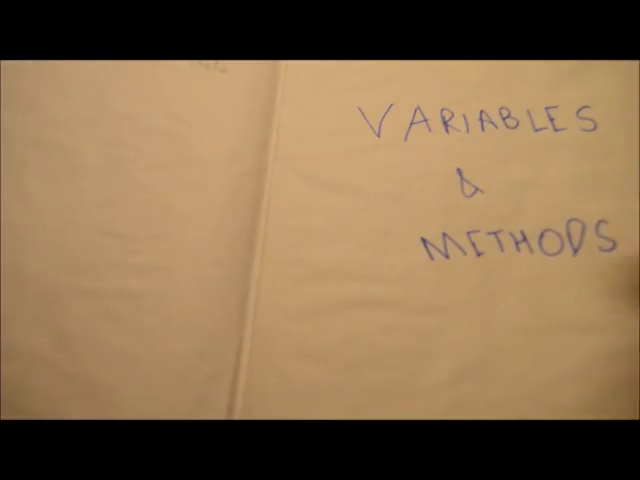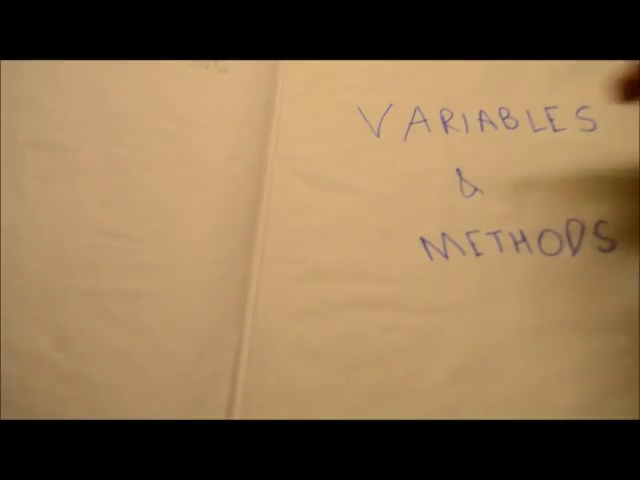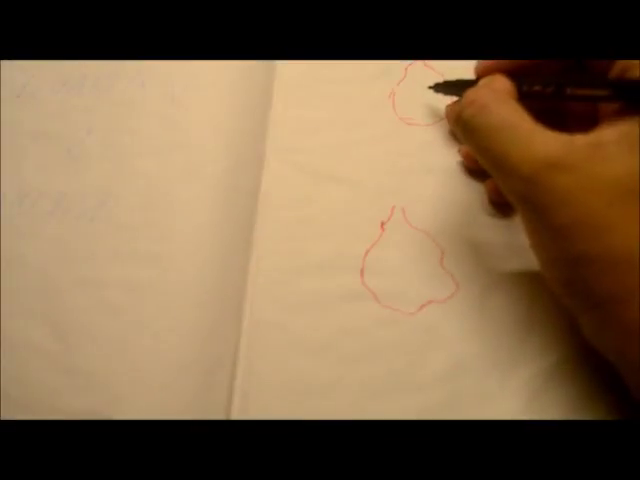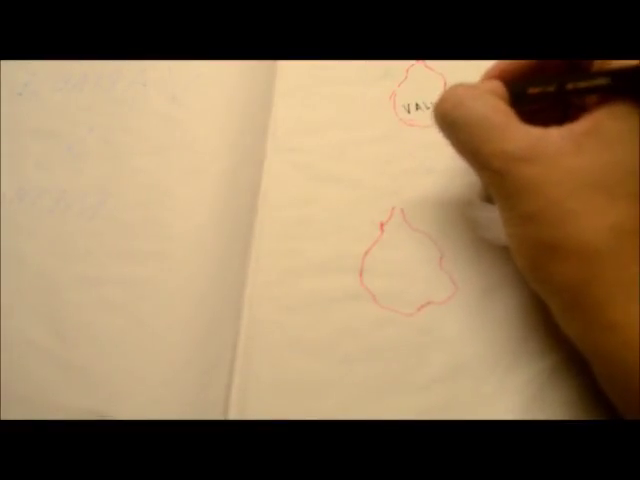Okay, let's talk about variables and methods. Variables are anything that can store a value. So normally these values can be changed, right? So I like to think of variables as these sorts of bags. I'll elaborate on that. So variables hold a value in them.